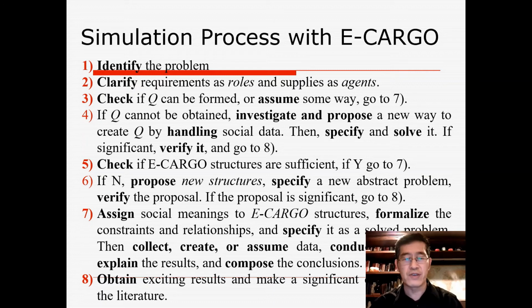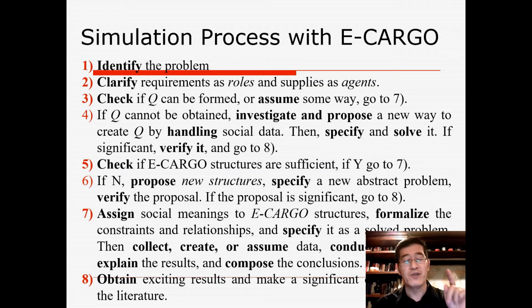This is the basic process for using eCargo. First, you need to identify a problem. This problem may be a social problem, for example the 80-20 problem, or Pareto improvement. You clarify the requirements as roles, requirements, and supplies. Normally you will have requirements and supplies, so you have two sides, and we can do assignment.